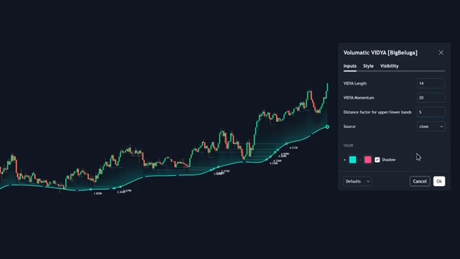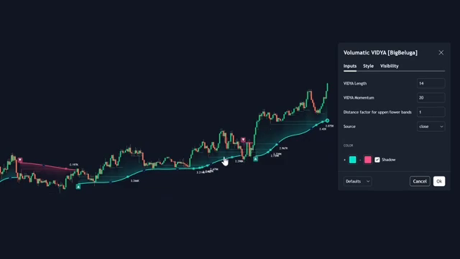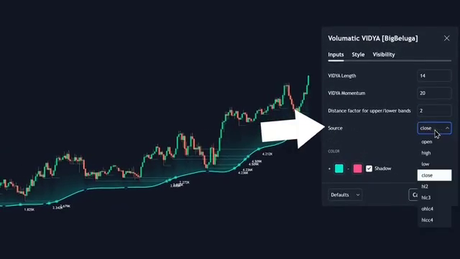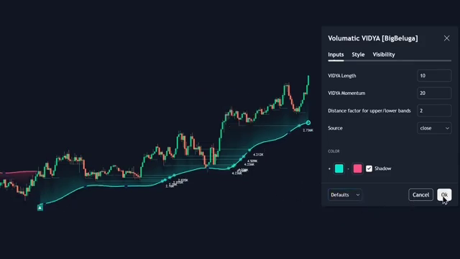Higher numbers will place the bands further away from the price, which is suitable for volatile markets, while lower numbers are going to bring the bands closer and closer to the price, ideal for less volatile markets. And then here you can choose the data source. You can customize the shadow colors or even disable the shadow itself. The shadow is actually this trend cloud right here. Personally, I'm not going to change anything, but if you've made your changes, click OK.